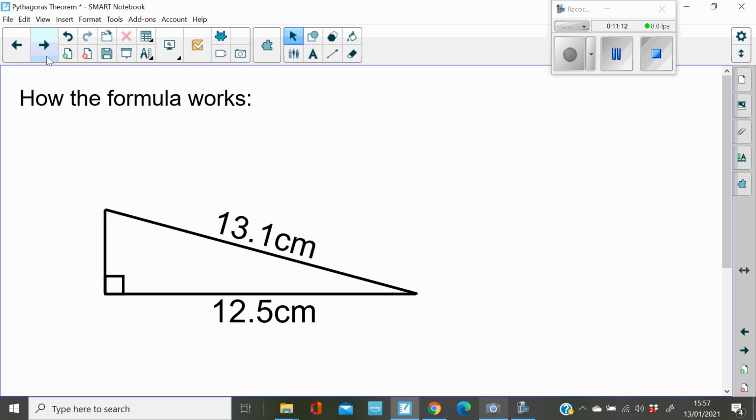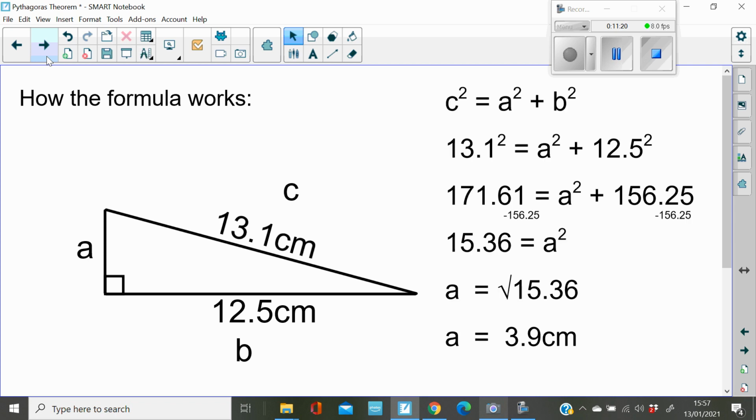In this example, again, label them A, B, and C, where C is the hypotenuse, and that is 13.1. I'm going to substitute those numbers into the formula. So C is 13.1, A, we don't know what that is here, and B is 12.5. So using your calculator to work out what 13.1 squared is and 12.5 squared is, and you end up with this.